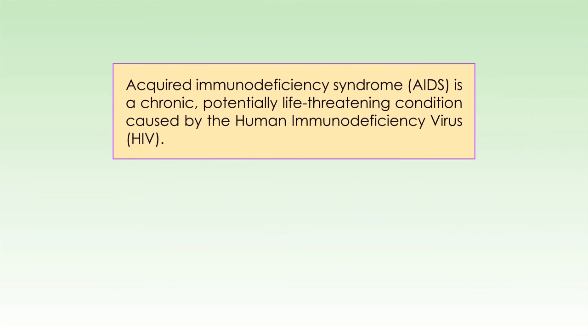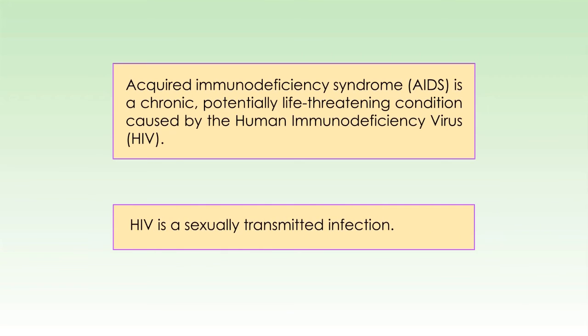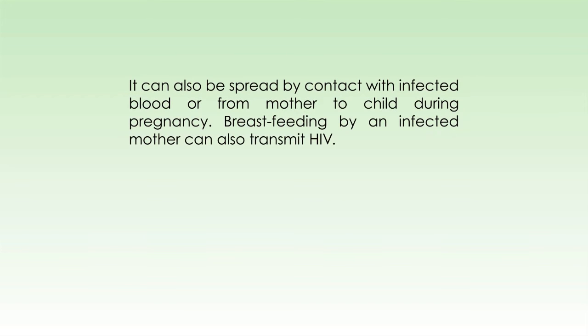So this acquired immunodeficiency syndrome is a chronic, potentially life-threatening condition caused by the human immunodeficiency virus, which is known as HIV. HIV is a sexually transmitted infection. It can also be spread by contact with infected blood or from mother to child during pregnancy, or breastfeeding by the infected mother can also transmit HIV.